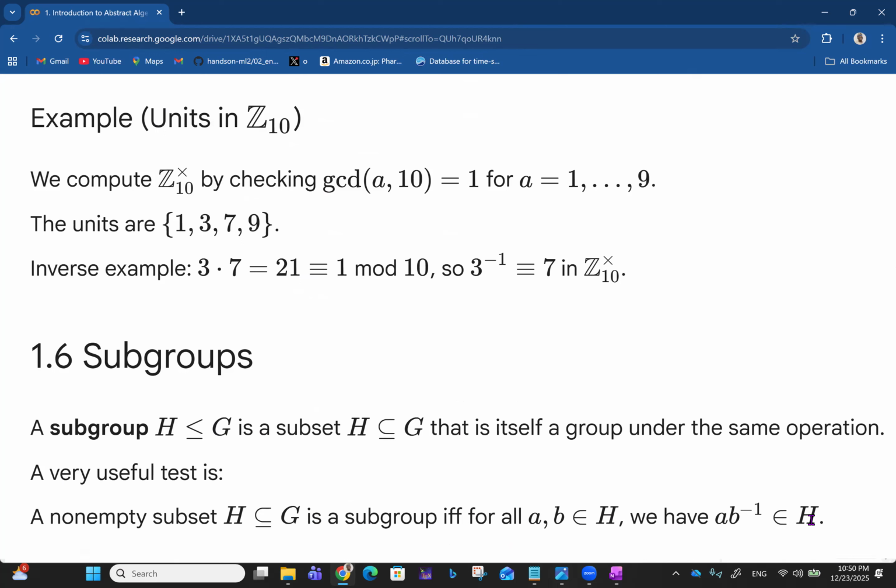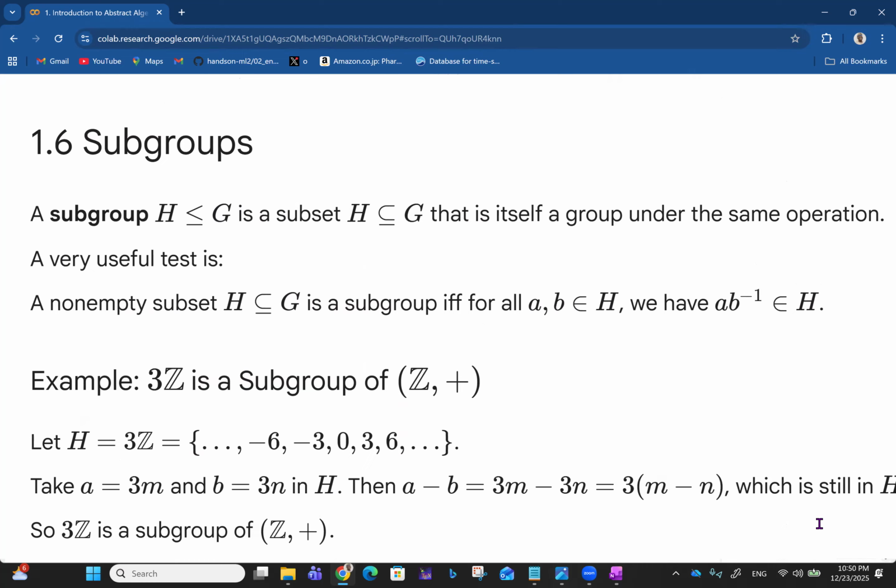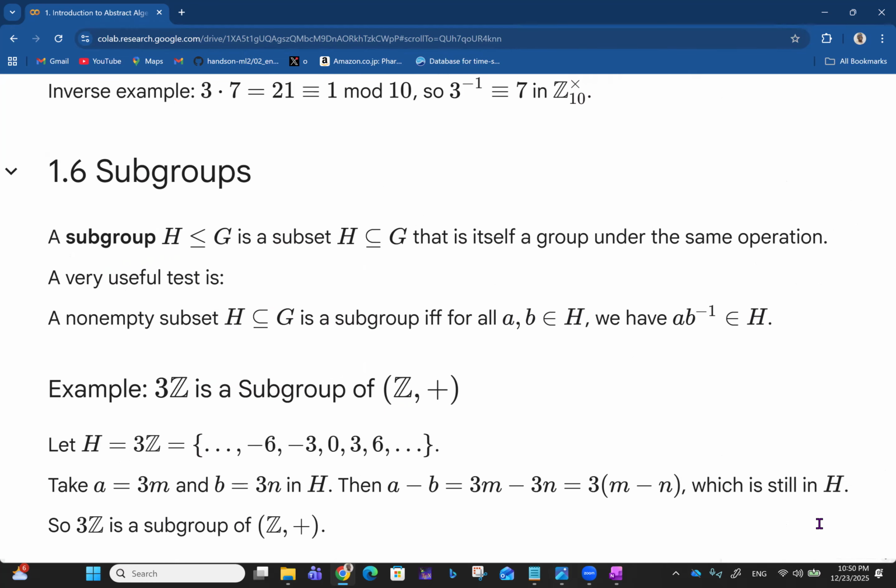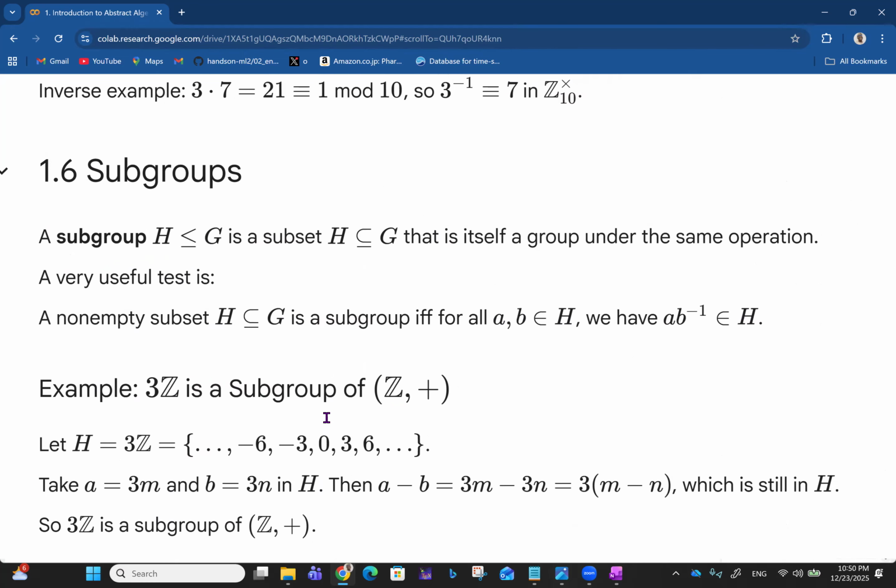So if you want to say that H is a subgroup of G, then if you pick a particular a and you do the operation with the inverse of b, whatever you get must also belong to H. So we have this example to drive that idea home. Imagine 3Z is a subgroup of Z.